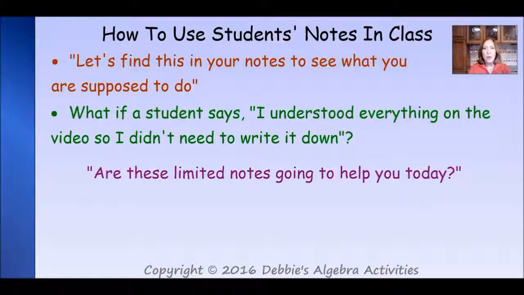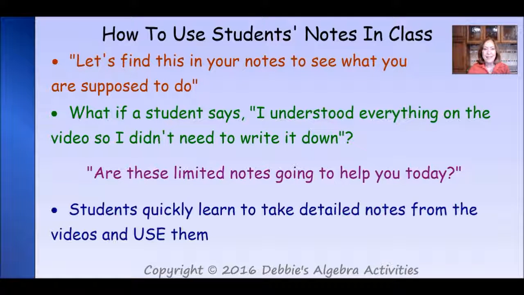And then I either walk away or I say, "Perhaps your neighbor might share his or her notes this time to help you." It only takes once, and then students take better notes for themselves. Students quickly learn to take detailed notes from the videos and use them.